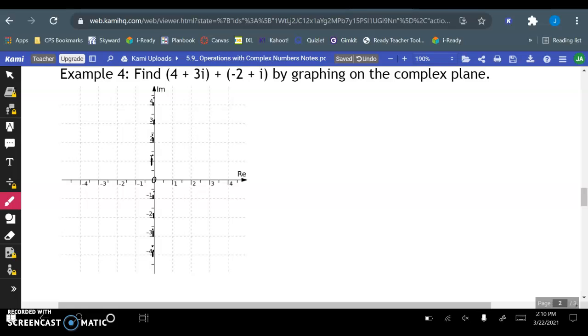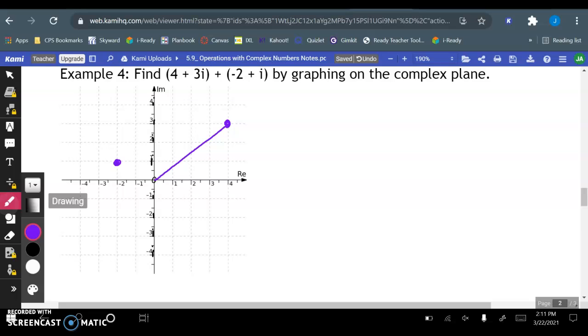All right, continuing on with section 5.9, example 4 says to find the sum of these two complex numbers by graphing on the complex plane. So the first thing that we're going to do is graph each one of them. The first one is 4 plus 3i, so I'm going to go over 4 and up 3i. And then the other one is negative 2, 1, so I'm going to go left 2 and up 1. Then I'm going to connect both of those dots to the origin, and I'm going to do my best to draw a nice straight line there.